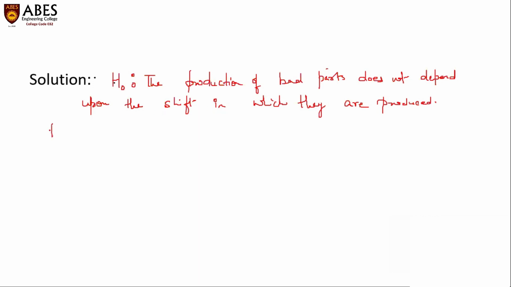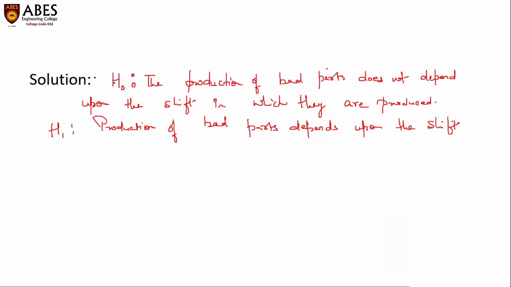And in H1 we will assume that production of bad parts depends upon the shift. That is, both the attributes are dependent upon each other. Right. Next, alpha, since it is not mentioned otherwise, therefore, as always, we consider it to be 0.05. Beta, that is degree of freedom.